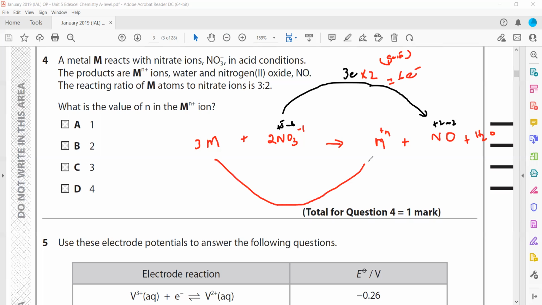So this metal should also lose electrons, because the number of electrons lost should be equal to the number of electrons gained. So the metal should lose 6 electrons so that the nitrogen can gain 6 electrons. Three metal atoms are losing 6 electrons, so each metal atom will lose only 2 electrons. If one is losing 2 electrons, then the charge on each should be 2 plus, or +2. So B will be the right answer.